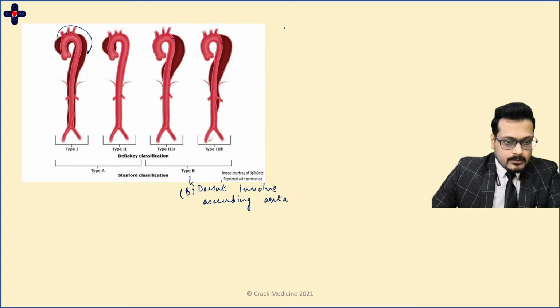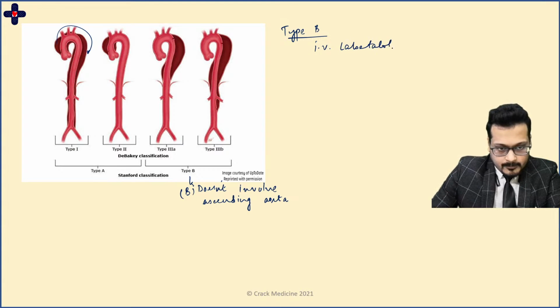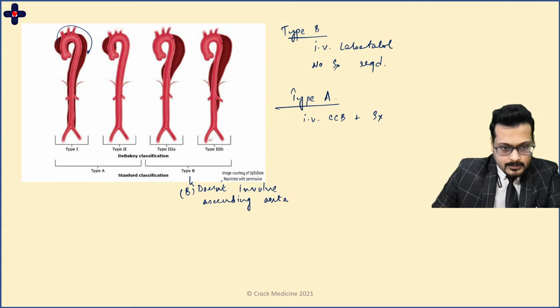So for type B, why I'm talking type B first is because that's easier. So for type B, you do not have to go ahead with any sort of surgery. They are just managed with IV labetalol. Okay, no surgery is required usually, at least for the exam purposes. And you can also use IV calcium channel blockers, but then it's preferential to use IV labetalol in cases of type B. Now in type A, you will require IV CCBs plus surgery. That is the first line management. But surgery is the most definitive management for type A.